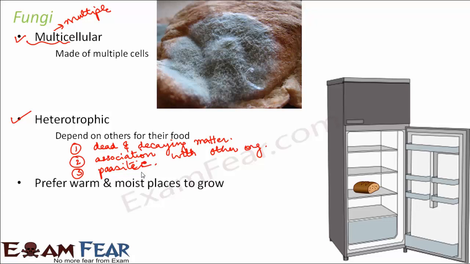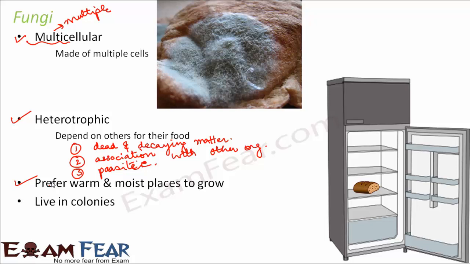They prefer warm and moist places to grow, and that is why the bread which was left outside tends to catch fungi, because fungi get a suitable environment. It gets a warm place as well as a moist place, because when you keep the bread open, there is a lot of moisture present in the atmosphere. Due to the presence of that moisture plus the warm temperature, both things taken together help in the growth of fungi. But the same bread, when you keep it inside the refrigerator, the temperature is very low. So a warm place is not available. Secondly, moisture also is not there to support the growth of fungi.